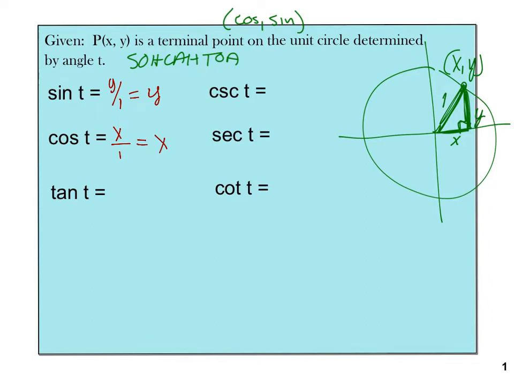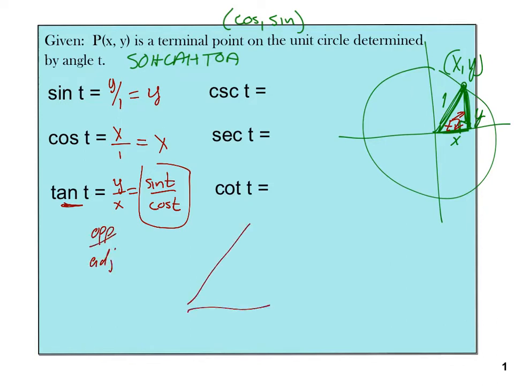Now, what does tangent look like? Well, if I look from my angle, you go opposite over adjacent, and here that's going to be y over x. Another way to write that would be sine over cosine. So sine over cosine is equal to tangent. All I did was take opposite over adjacent from this right triangle: that's y, that's x, that's 1. Opposite over adjacent is how I got tangent. I'm calling this angle t, by the way.